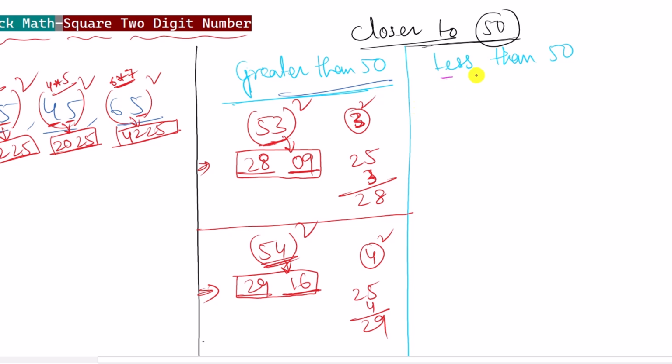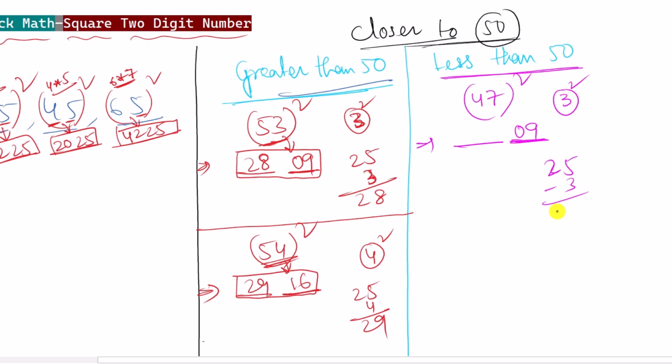Now let's see for the numbers that are less than 50. Suppose we have the number 47. Here the answer will have two parts. Because this number is 3 less than 50, in the second part of the answer we're going to have the square of this number 3. So here we're going to have 09. Now because this number is 3 less than 50, we have to subtract 3 from the number 25. So this will be 22. So in the first part of the answer we're going to have 22. So 2209 is the square of the number 47.